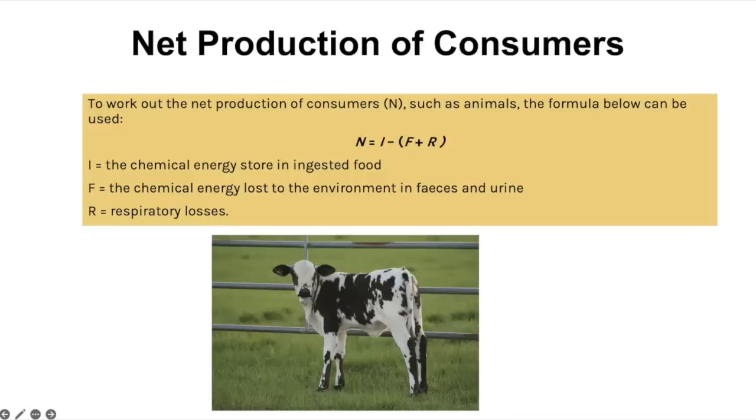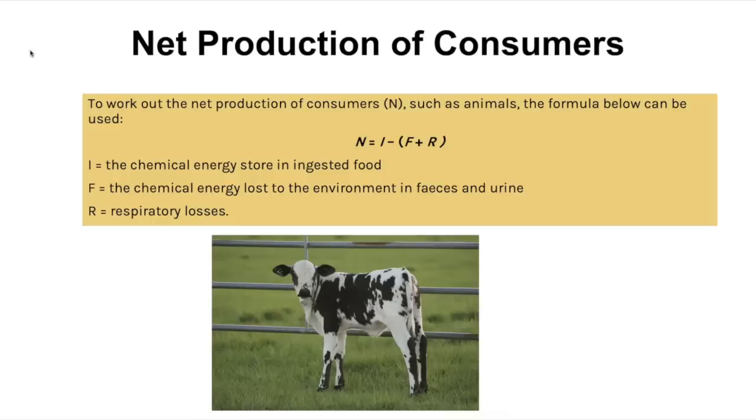Another formula that you need to be aware of is this one here, and this is looking at the net production of consumers. So to work this out, which is represented by the letter N, for organisms such as animals, you'd use the formula below, where N is the net production of the consumers, I is the chemical energy stored in ingested food, F is the chemical energy lost to the environment in feces and urine, and R are the respiratory losses.